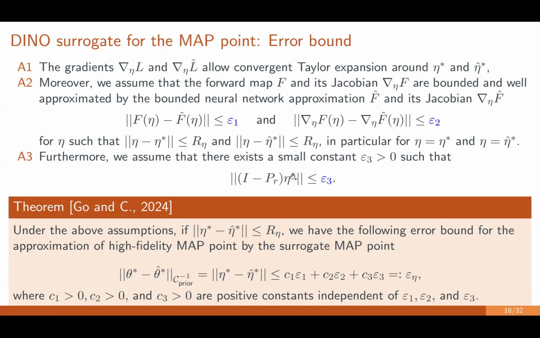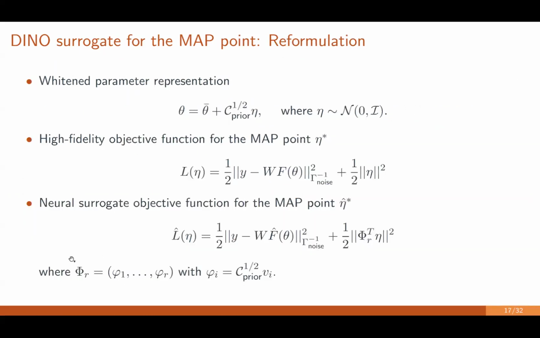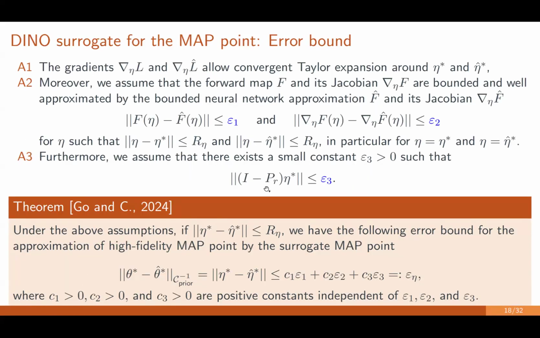And then also, if the projection error, I minus P R, where P R stands for the projection coming from this basis phi R, can be upper bounded by another tolerance, epsilon 3. But of course, these epsilons depend on how many training data you have, and what dimension you want to project to, right? So suppose we have this bound, and then the MAP point can be properly bounded.